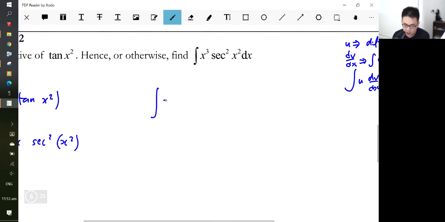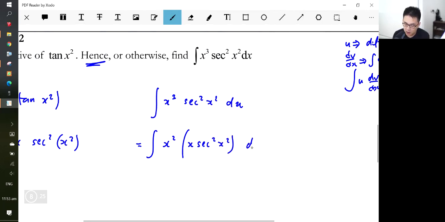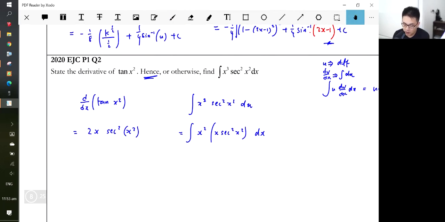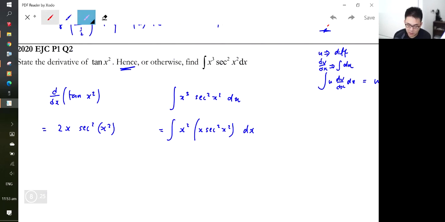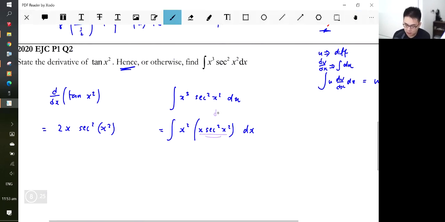So in this case here, tangent x squared. See the hands, right? This one has to be by parts. It cannot be reverse integration or reverse differentiation. So this one here will just be x squared, x secant square x squared dx. Okay. Then you know that this has to be dv dx. This has to be u.